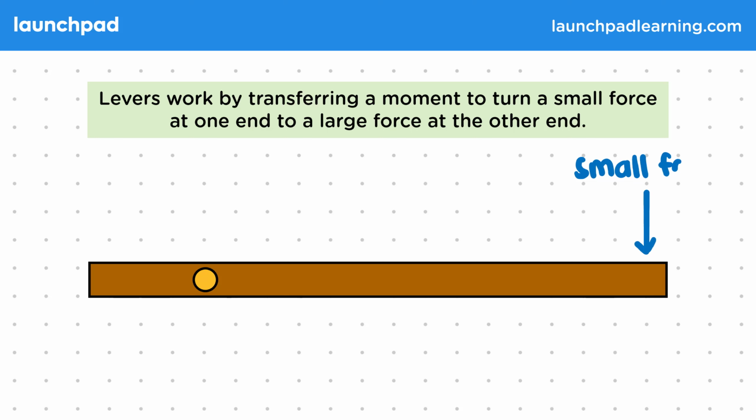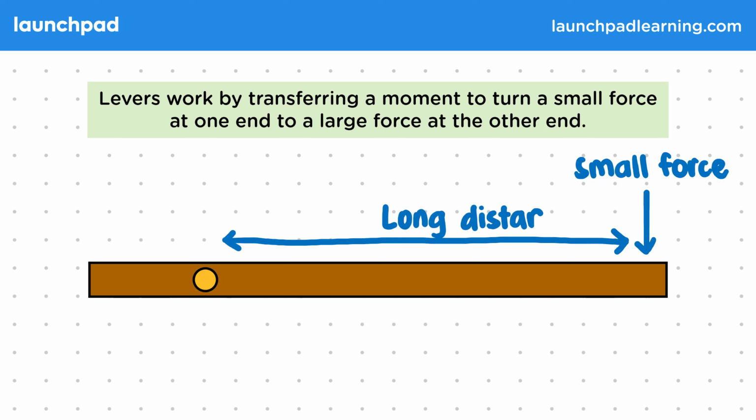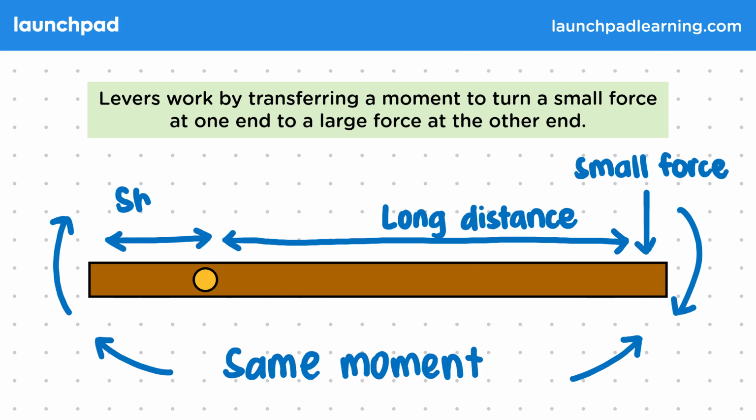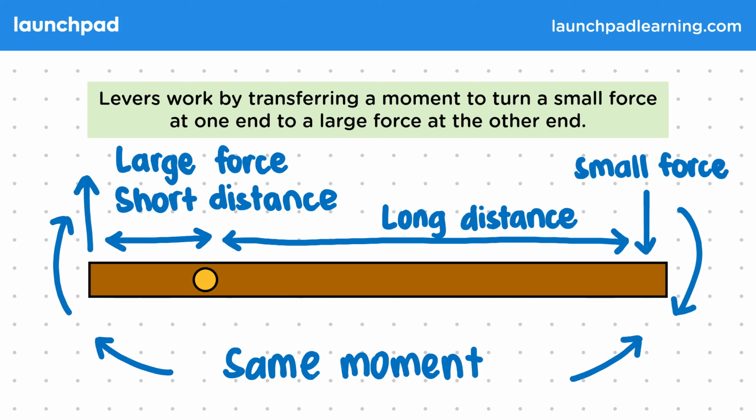We can apply a small force to the far end of the lever, and this force will have a clockwise moment around the pivot. The same moment will be experienced at the other end of the lever, and this is because the whole lever is trying to rotate as one. But the shorter distance from the pivot means that the force from the moment will change. The force at the other end due to the lever will be very large in order to match the moment. Let's have a look at an example.